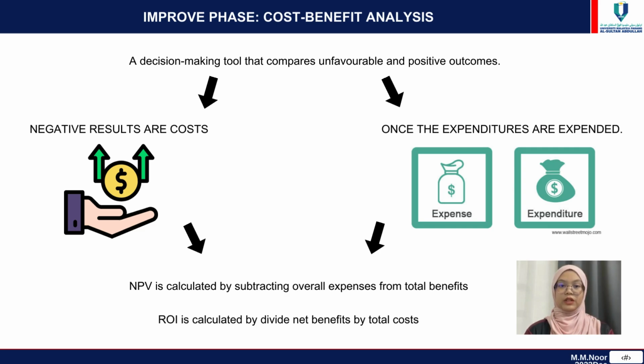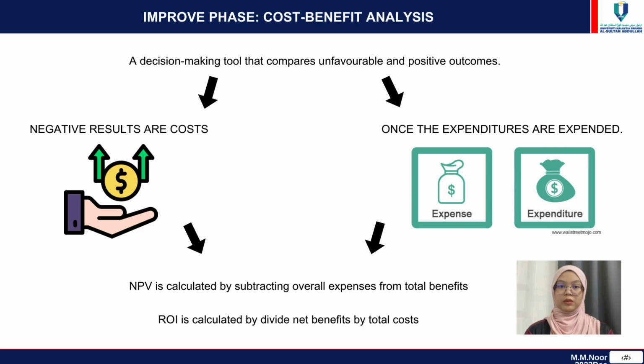So we need to double check the cost-benefit timeline. Later, consider the temporal value of money by discounting future cash flow. The net present value, which is NPV, is calculated by subtracting overall expenses from total benefit. When the NPV is positive, this is a good sign. This signifies that the advantages outweigh the costs.